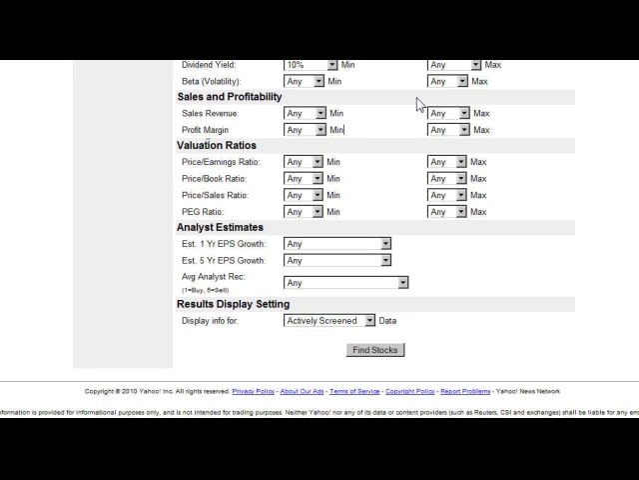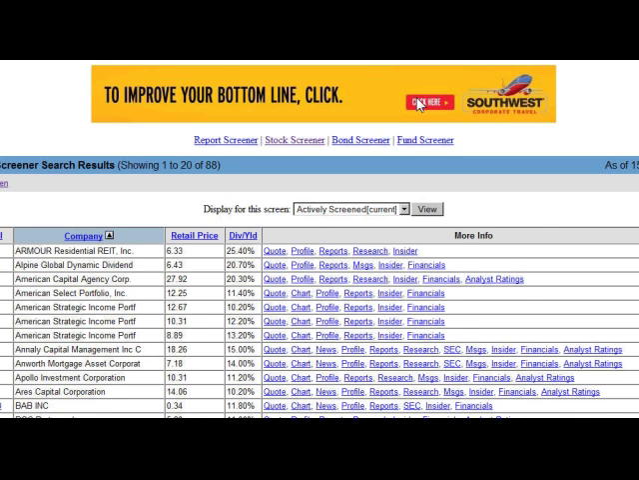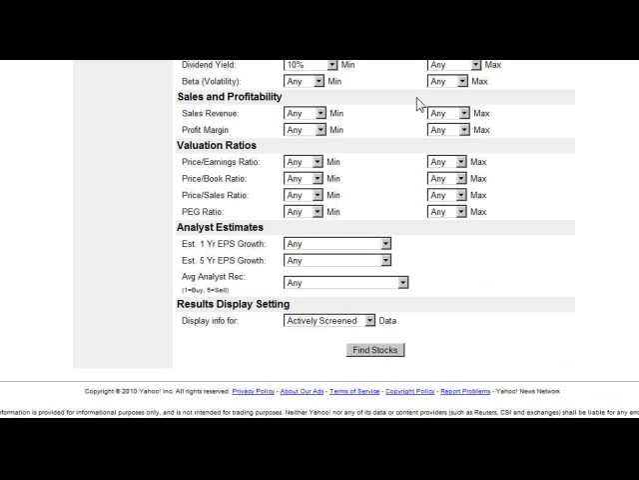Holy cow, there's 88 stocks. Well, that's too many to go through. So let's go back. And the only thing I would change here is I'm going to change my profit margin to 30%. The reason I'm doing that is because if a company has got a 30% profit margin, they're probably not going bankrupt anytime soon. So that's the only thing we changed. And there's still 59 stocks. But that's okay. We're not going to go through all of them. We're going to go from the top down.